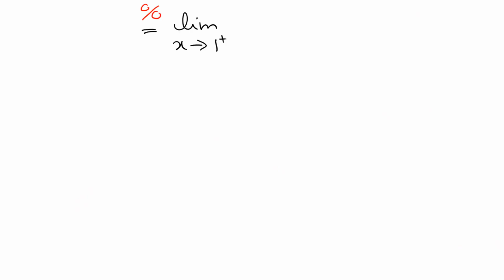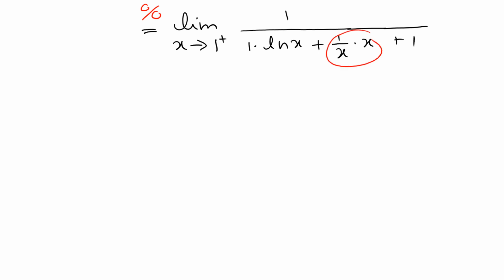So when you take the derivative, the top becomes 1, and in the bottom you're going to get 1 times ln x. It may be a good idea to get a paper and do it with me, so then you can see it. And times 1 over x times x, and then plus 1. And then you can see x and x cancel out, 1 over x times x becomes 1.